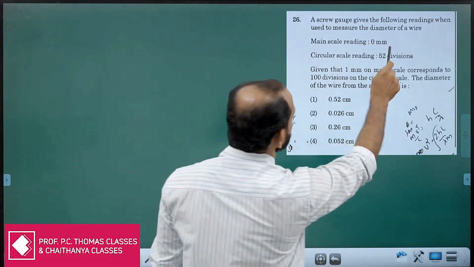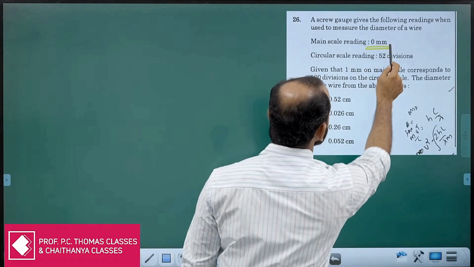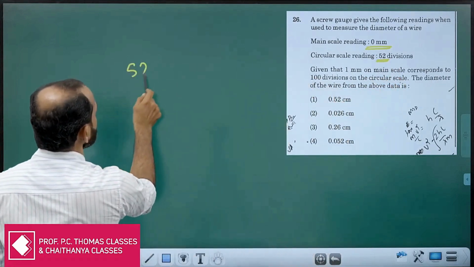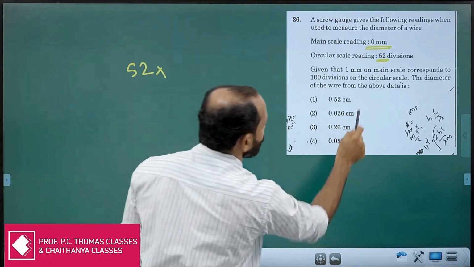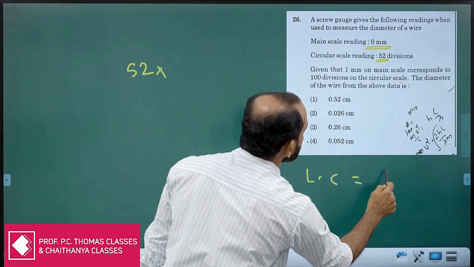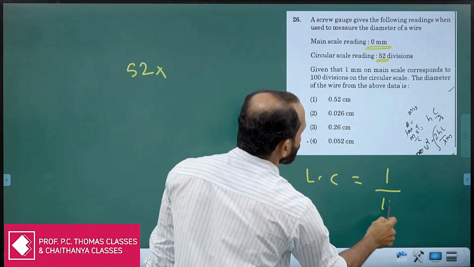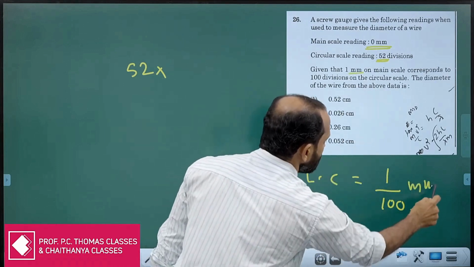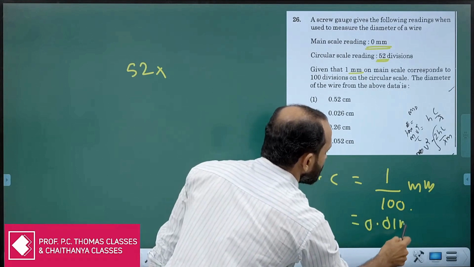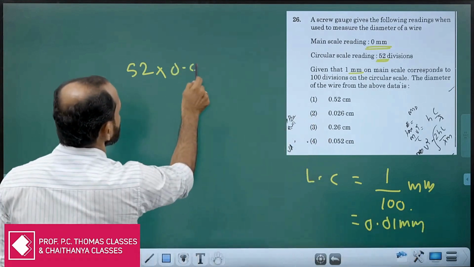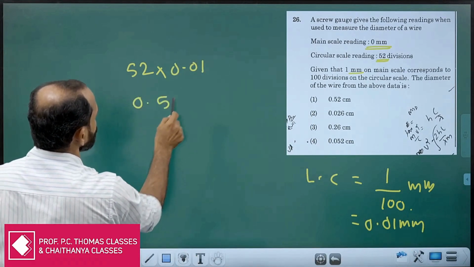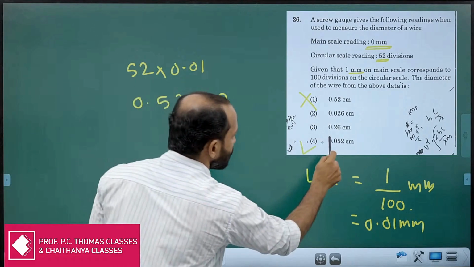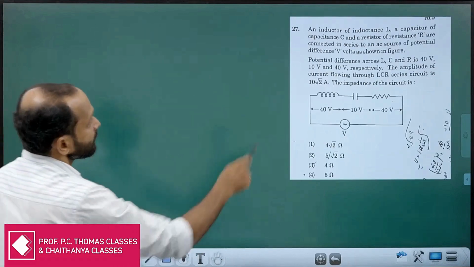26. Screw gauge. Main scale reading is 0. Circular scale reading is 52 divisions. So 52 multiplied by least count. What is least count? Least count is equal to pitch divided by number of divisions, which is in millimeter. So this will be 0.01 millimeter. You multiply that with 52, so 0.52 millimeter. That's why 1 is not the answer. 0.52 millimeter is the right answer.